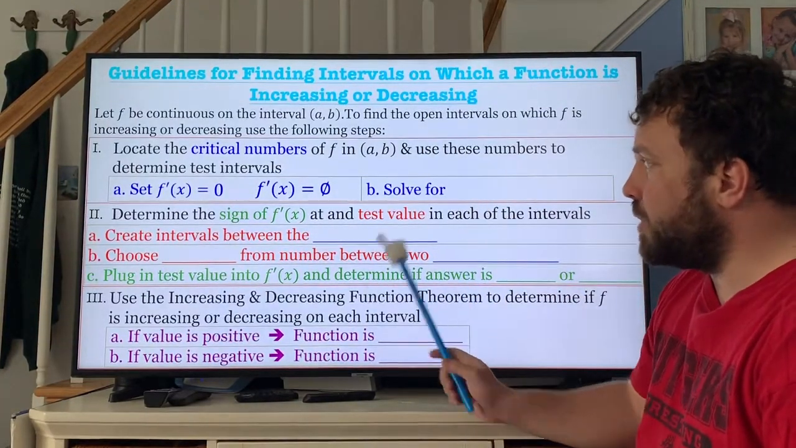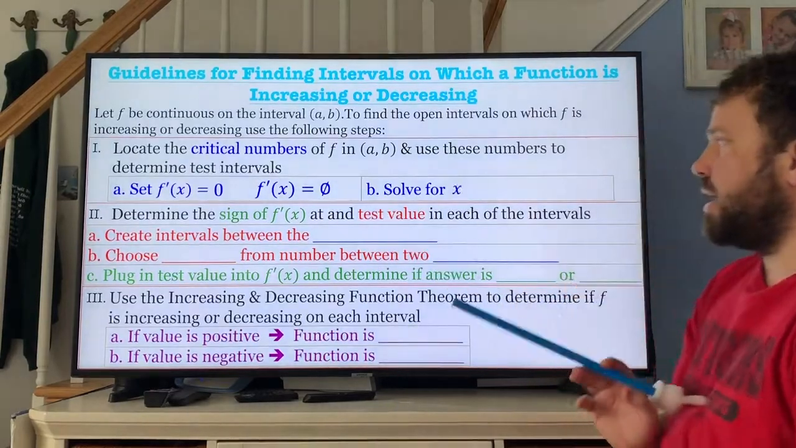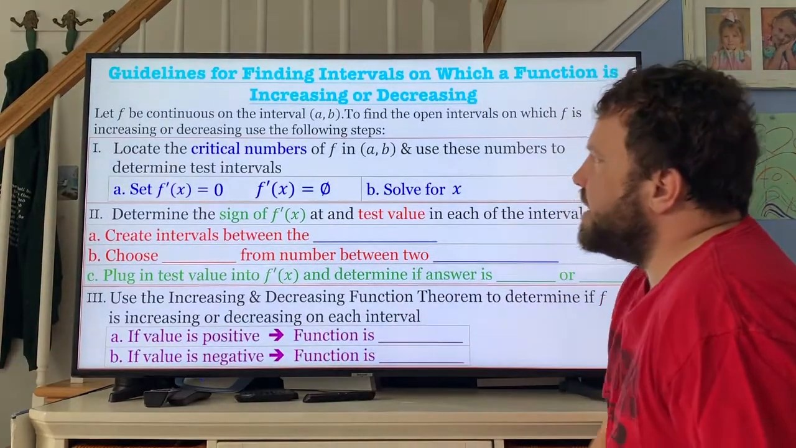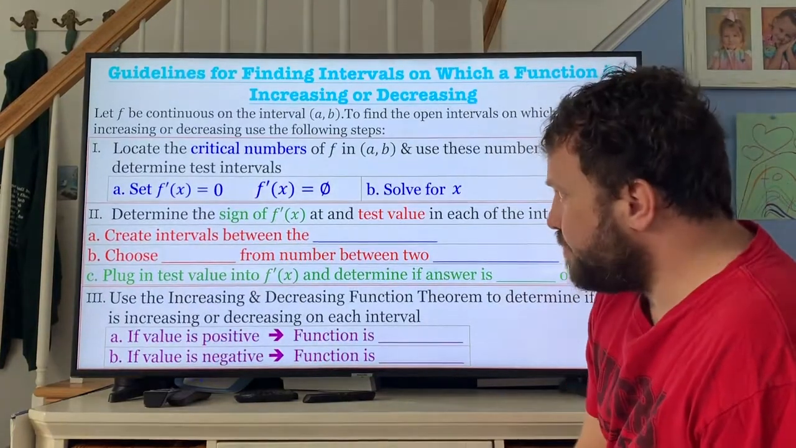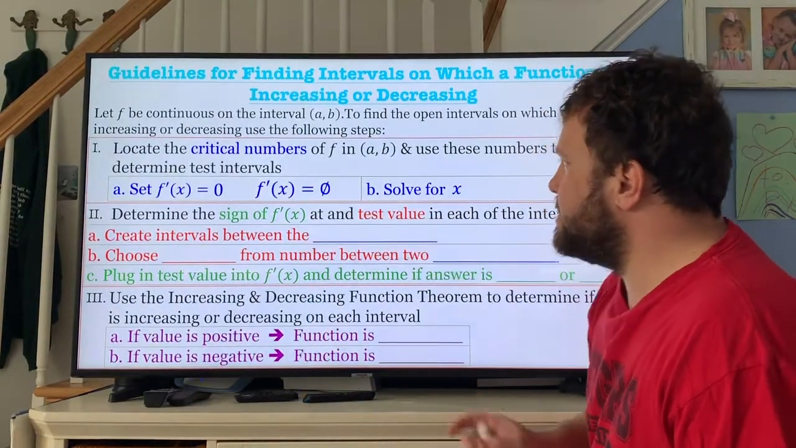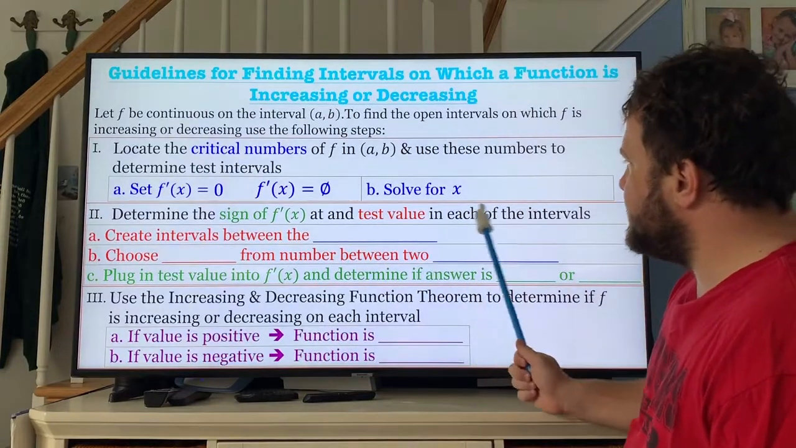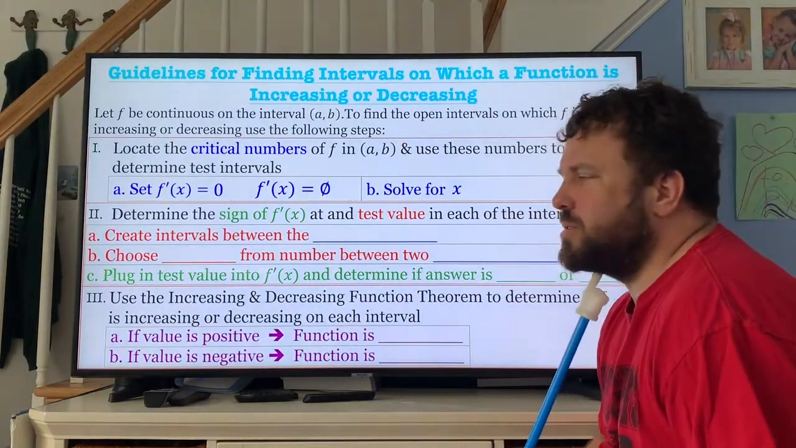And then you solve for x. Got it? So that gives you your critical number. Now, the next thing you're going to do is determine the sign of f prime x, the derivative, by testing a value in each interval. So this becomes a little tricky.